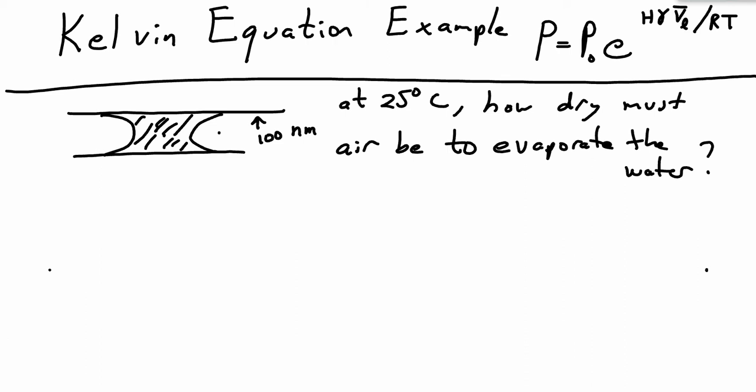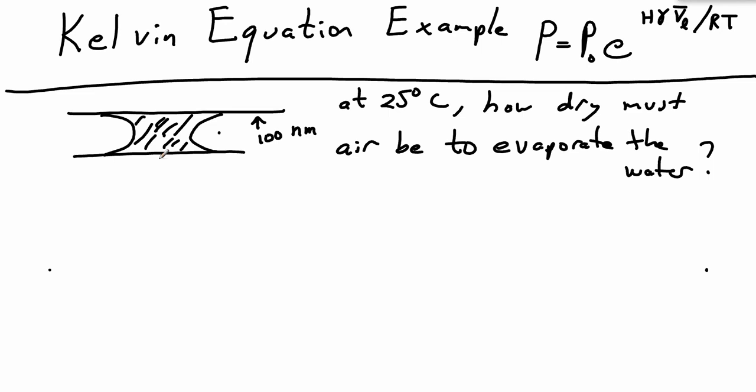and use the Kelvin equation to figure out how hard it is to dry water out of little crevices. So the question we're asking is, what's the humidity that will allow water to evaporate if it's in a crevice, a little micropore of radius 100 nanometers? Now at first, it seems like, well, what does humidity have to do with the vapor pressure?